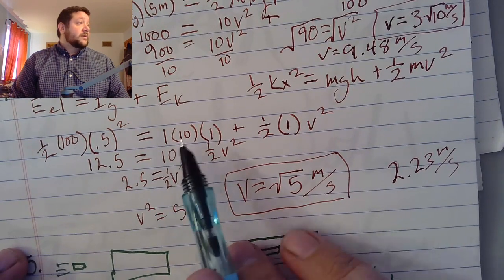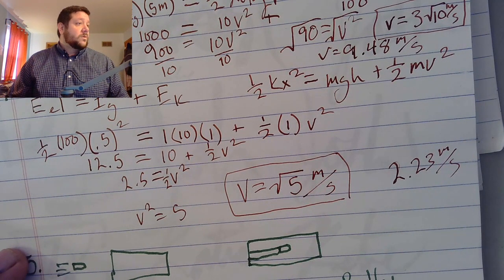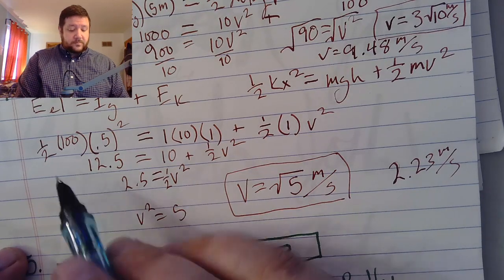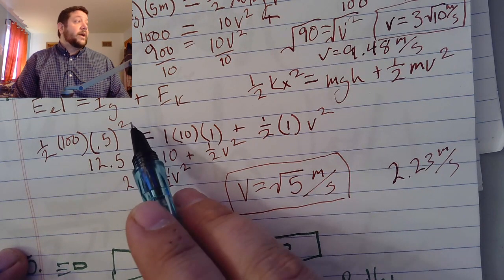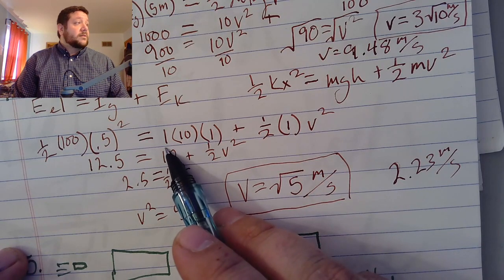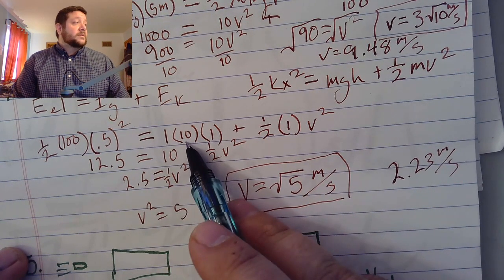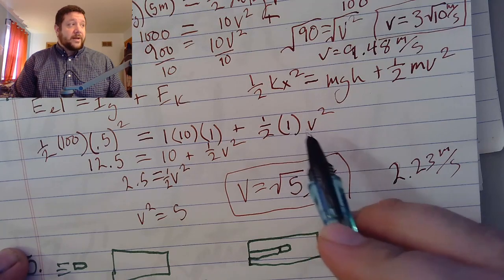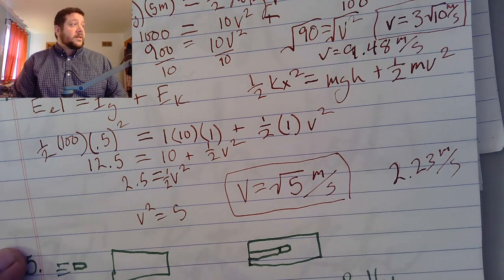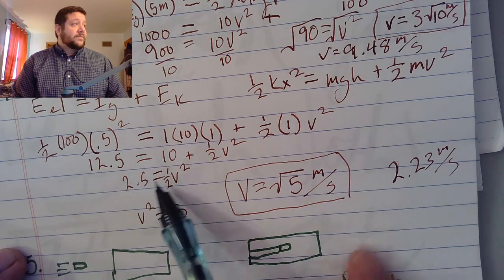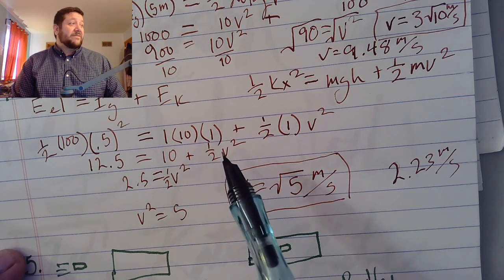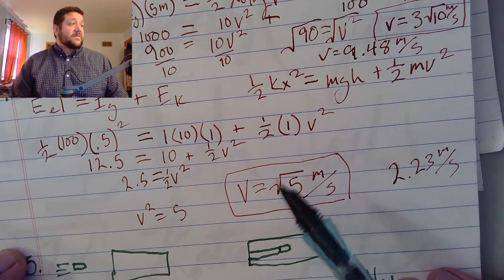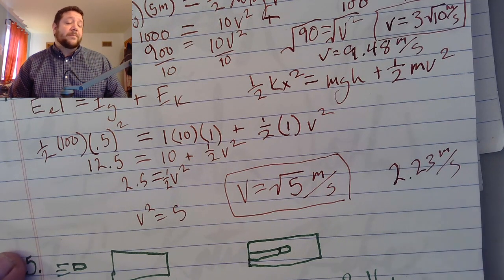So if we go over here, we have 100 newtons per meter times 0.5 squared, careful there, times 1 meter, or 1 kilogram times 10 times 1 meter plus 1/2 1 kilogram times the velocity squared. That means this side is going to simplify to 12.5 plus 10 plus 1/2 v squared. So we get v squared equals 5. So that means v equals the square root of 5, or about 2.23 meters per second.